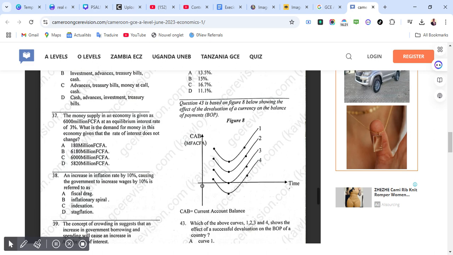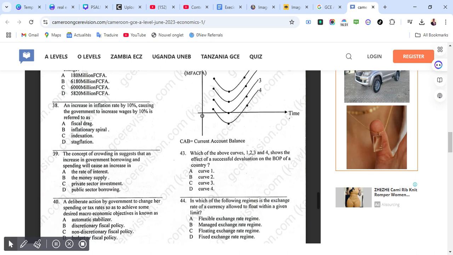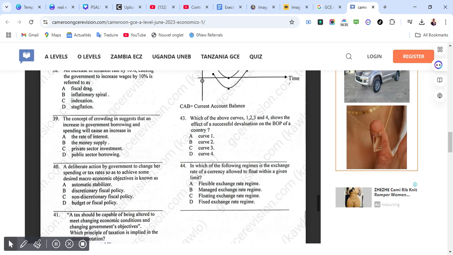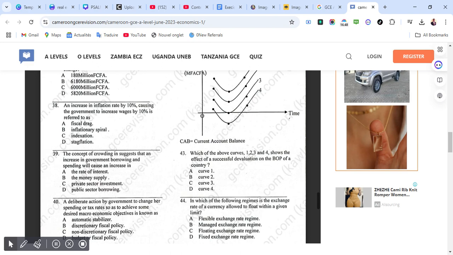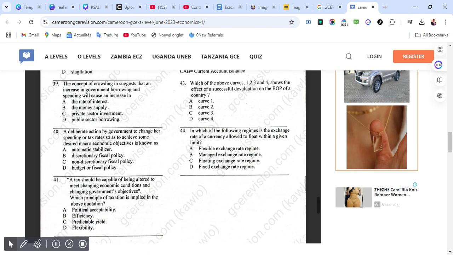Question 43 is based on figure 8 below, showing the effect of the devaluation of currency on the balance of payment. Which of the above curves, 1, 2, 3, and 4, shows the effect of a successful devaluation on the balance of payment of the country? The correct answer for 43 is D. So D is the correct answer. Curve 4. In which of the following regimes is the exchange rate of a currency allowed to float within a given limit? The correct answer for 44 is C, floating exchange rate regime.